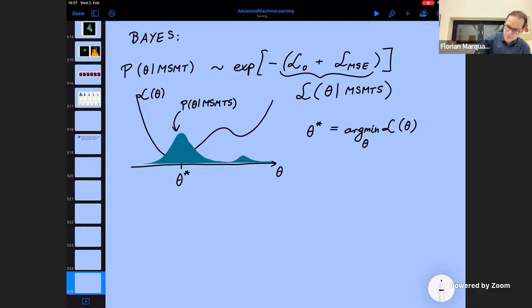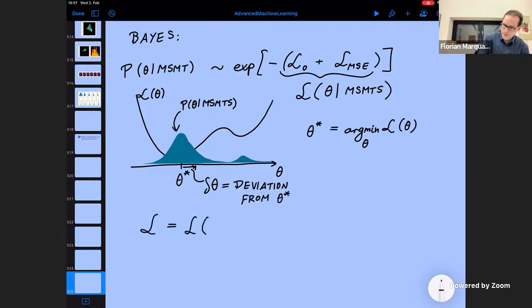And so in order to do this expansion, I will now also imagine that I can look at delta theta as the deviation from my optimal theta. And so I can now say in a Taylor expansion, L is the L at theta star plus a linear term, but that vanishes because I'm expanding around the minimum. And then a quadratic term. And the quadratic term, as usual, is the second derivative of L.